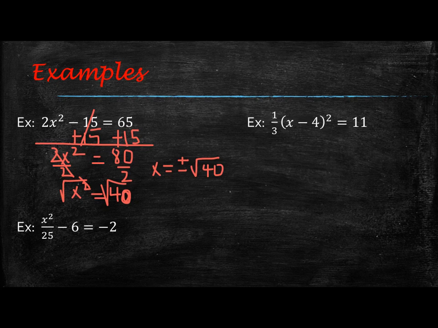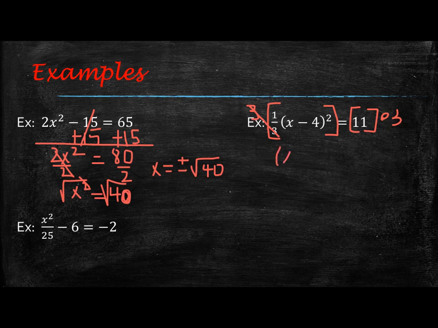Okay, let's look at this next example. So we have 1/3 times (x minus 4) squared equals 11. If you remember, to get rid of your 1/3, we can't divide by a fraction. So instead, we're going to multiply both sides by the reciprocal, which would just be 3/1, which we can just say we're multiplying by 3. That's going to cancel this off.